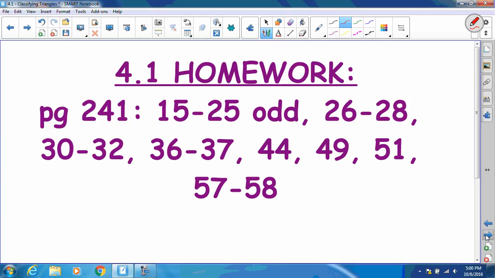And this is your homework assignment for 4.1. So you can write this down. This is also available to you on Canvas. So you can find it on Canvas as well. You are now free to start your homework assignment. If you have any questions, please feel free to ask me.